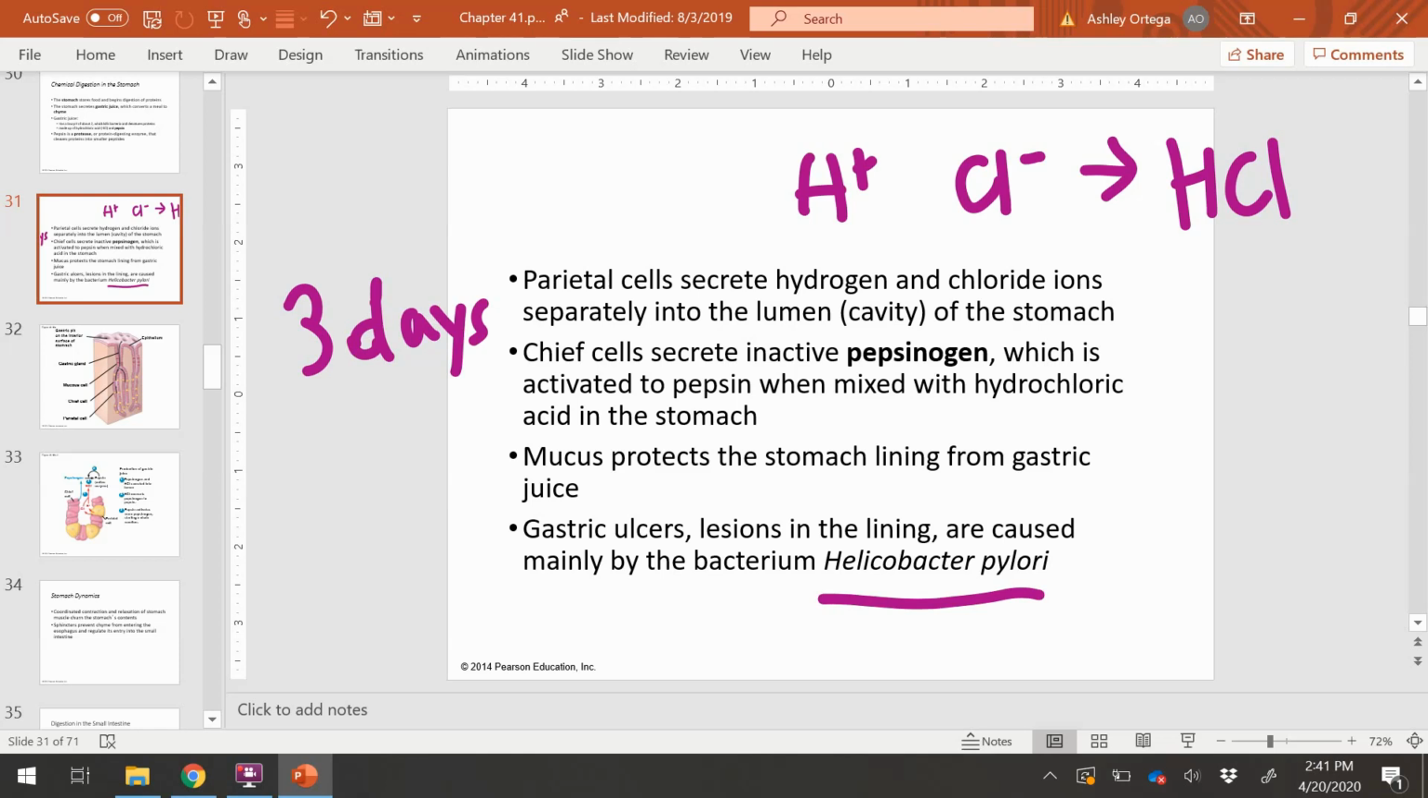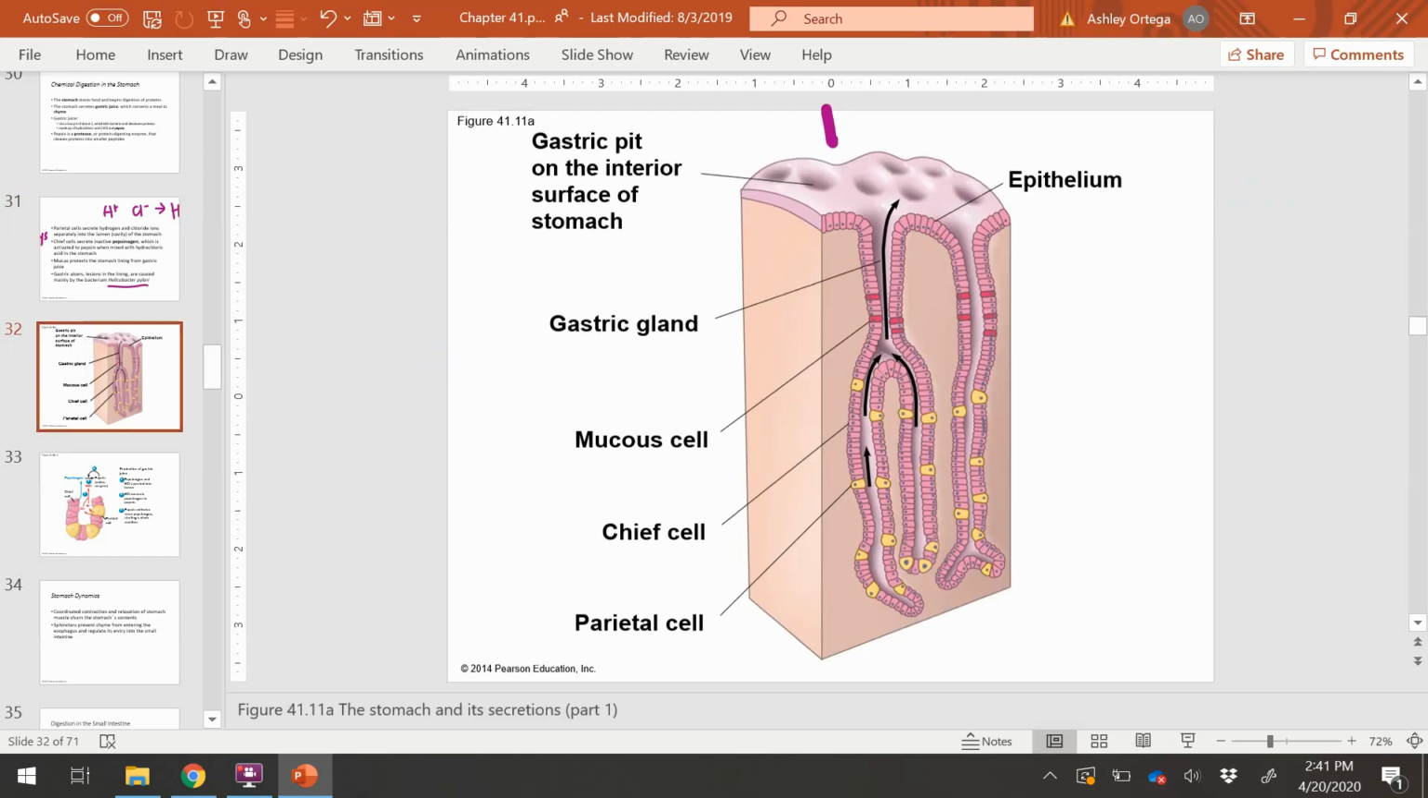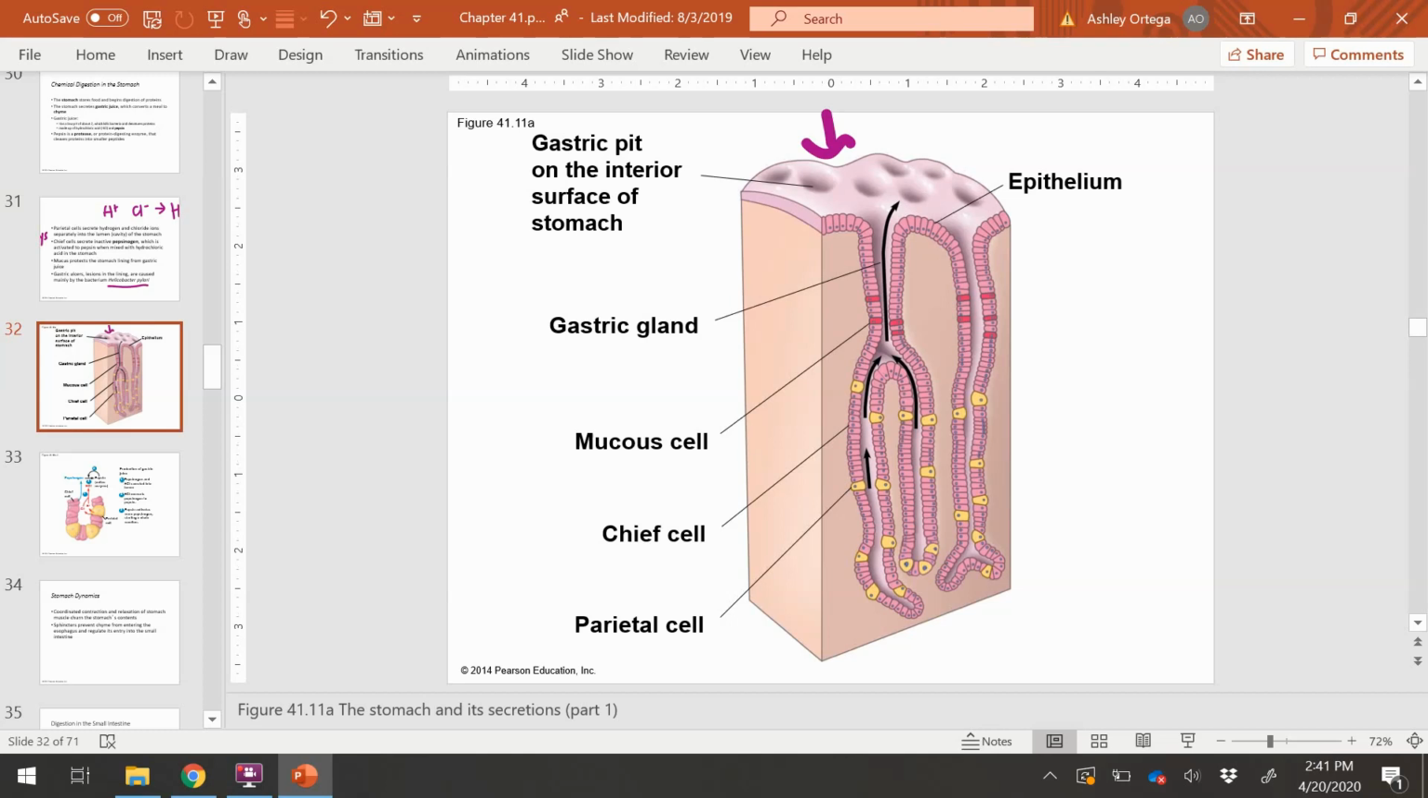And so let's take a look at the stomach cells here. So this is the interior of the stomach on the top, and so looking at these pits, you can see they go quite far down, and in those pits they have different cells that will secrete different molecules that will then go out of the pit into the cavity of the stomach. And so here you can see the mucus cells in this dark pink or red, the chief cells in a lighter pink, and then parietal cells in yellow.